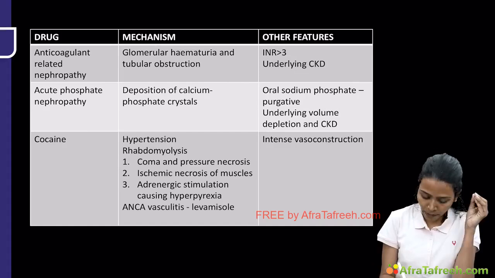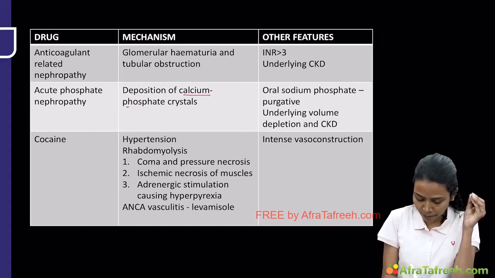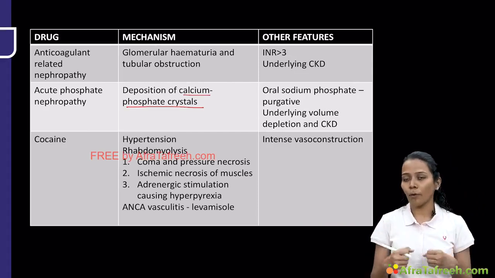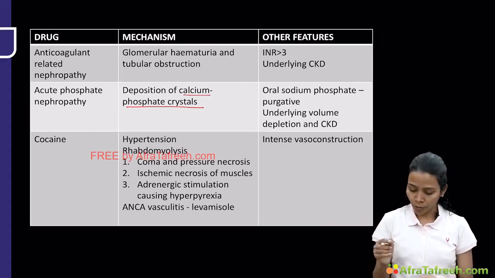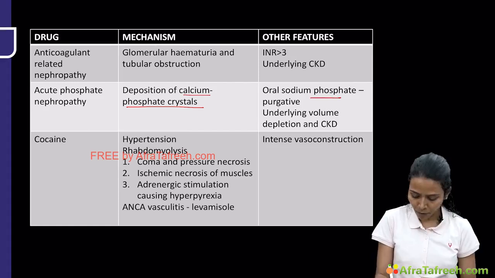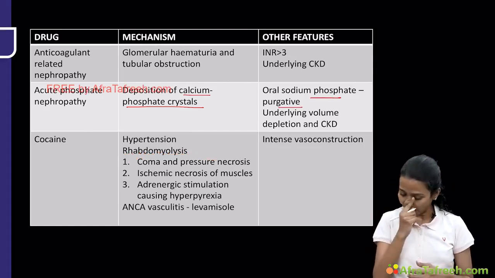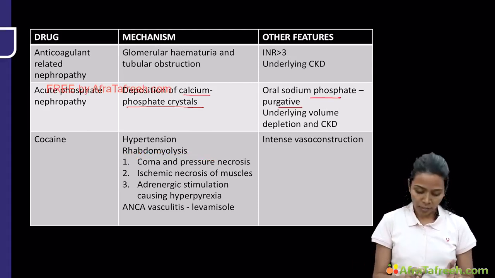Acute phosphate nephropathy happens because of deposition of calcium phosphate crystals in the kidney. So this phosphate is going into the body by giving oral sodium phosphate purgative. Okay. So this happens in patients who have underlying volume depletion and CKD. Okay. So that is acute phosphate nephropathy.